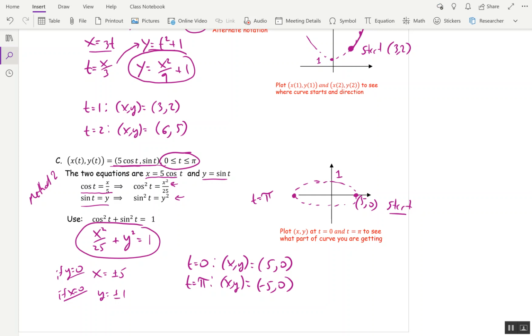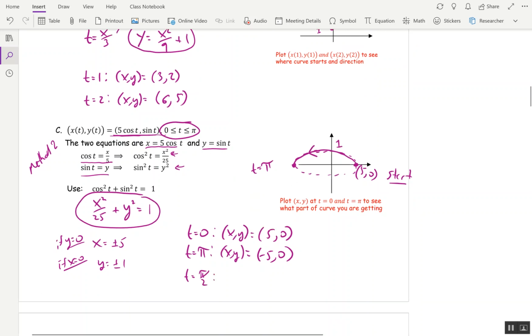Excuse me. It's actually going to be the top route, but if you're not sure, plug in an intermediate value between 0 and pi, maybe t equals pi over 2, and see if you get a point on the top or on the bottom of that ellipse. So when t is pi over 2, (x, y) would be cosine of pi over 2 is 0, sine of pi over 2 is 1. So we're up here. So that's how I knew I was getting the top half.